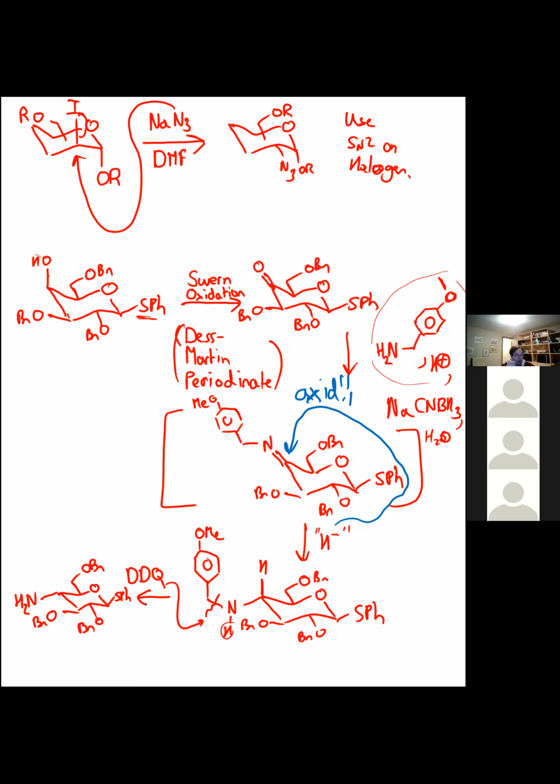So what we see here is we've got three different ways we've seen to introduce a nitrogen. If we want it at C2, we have this azidonitration strategy that works quite well. If we want it anywhere, we can always put in a leaving group, like an iodide or a triflate, and do an SN2 reaction. And if we want it to end up equatorial, we can always oxidize the alcohol and then reductively aminate, and that will deliver the hydrogen axial, so we will get our nitrogen equatorial. So we have those options.